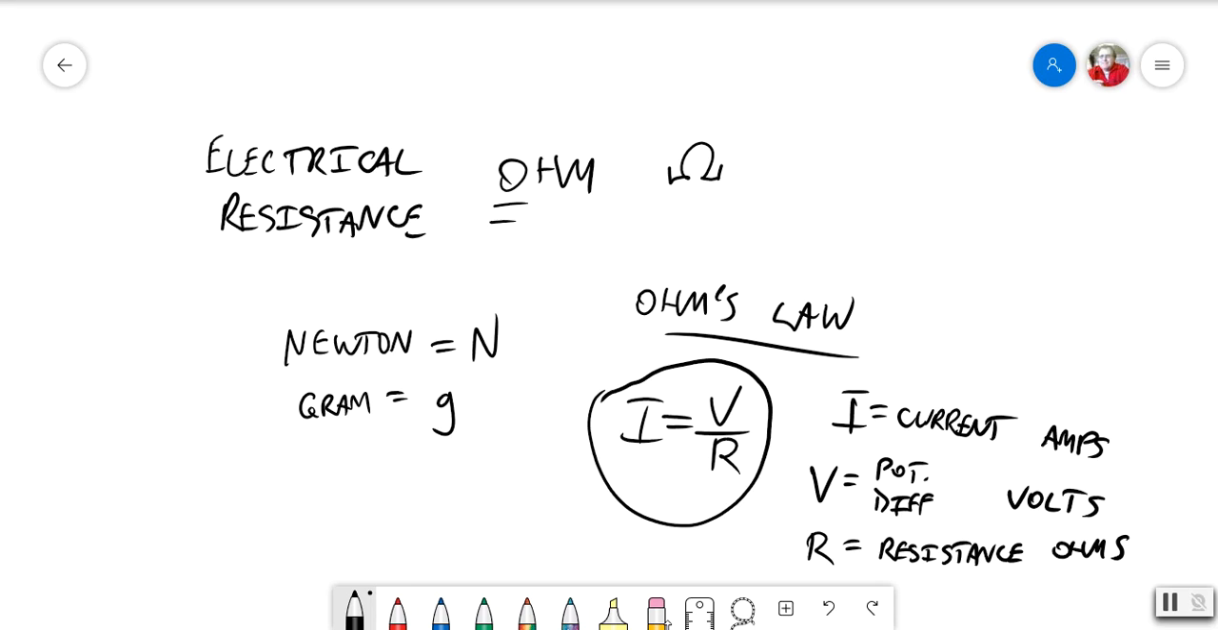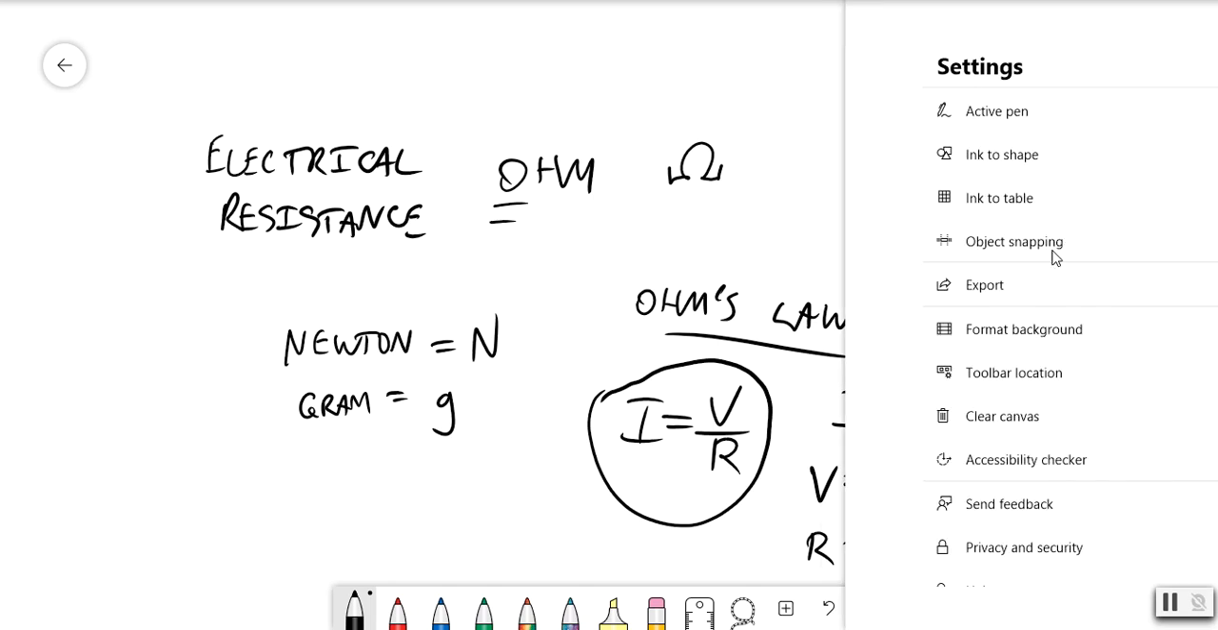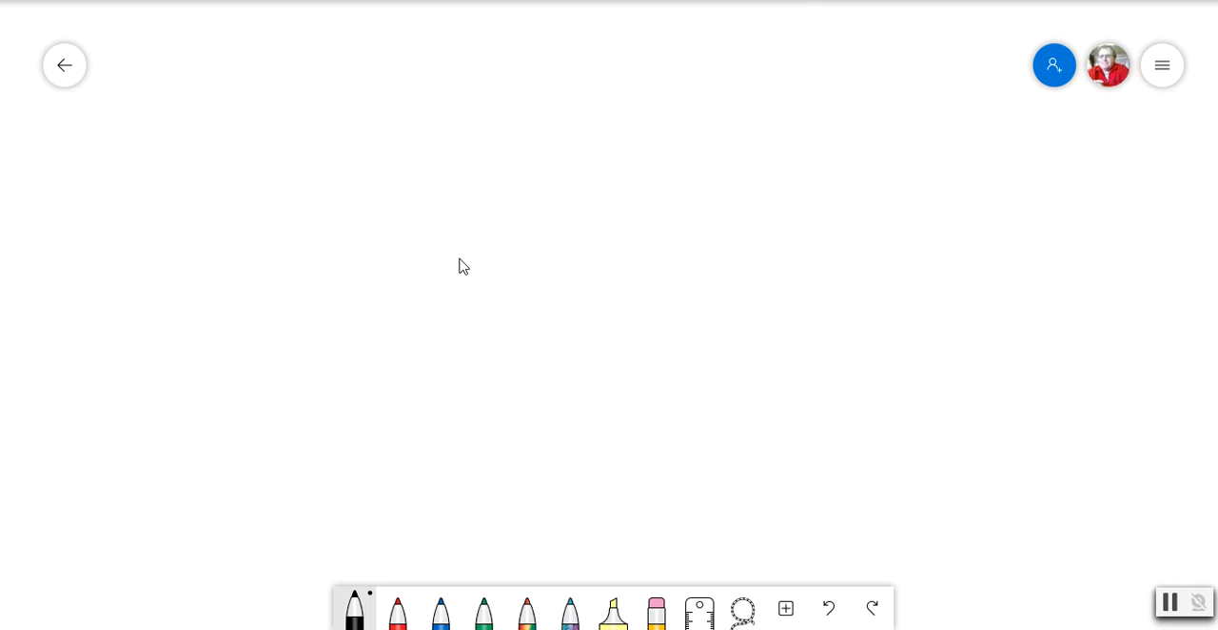So one more thing I want to talk about, one more concept. Temperature variation. This is page 531, by the way. Temperature variation of resistivity.